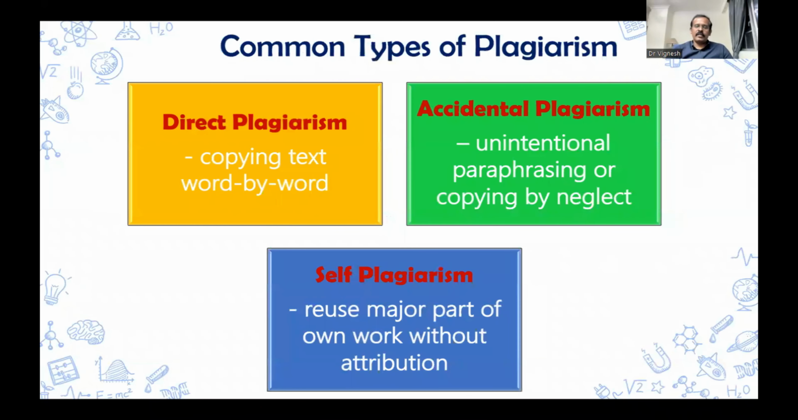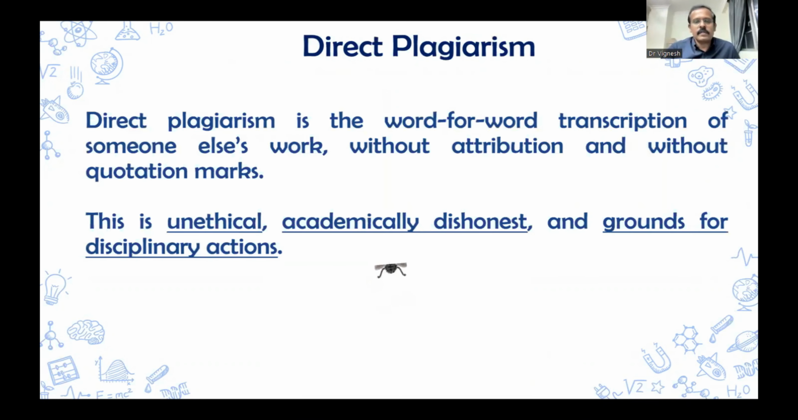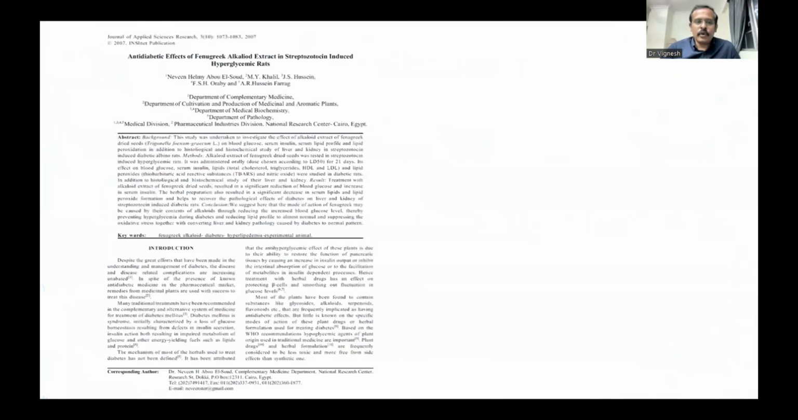These are the three interesting types of plagiarism: direct plagiarism, accidental plagiarism, self-plagiarism. Regarding accidental plagiarism, I will show you an interesting case that happened in India. Direct plagiarism is word for word transcription without attribution, without even quotation marks. If you copy word by word, we call it E copy. That is totally unethical, academically dishonest. So I'll show you an example.